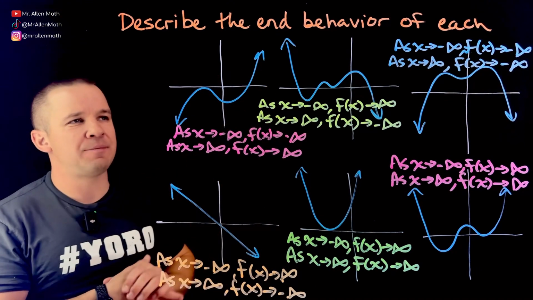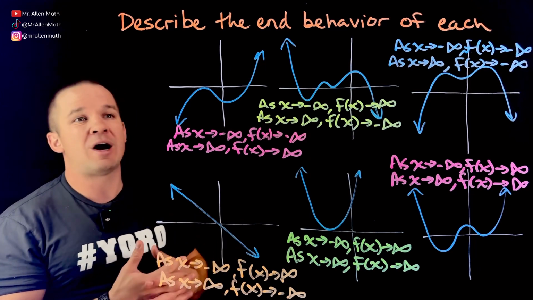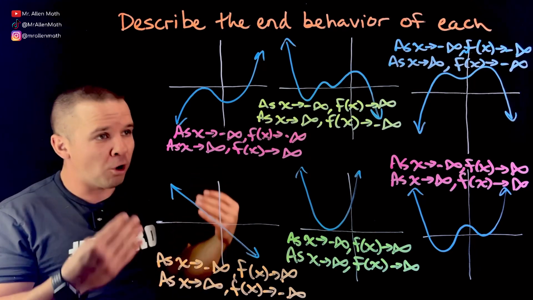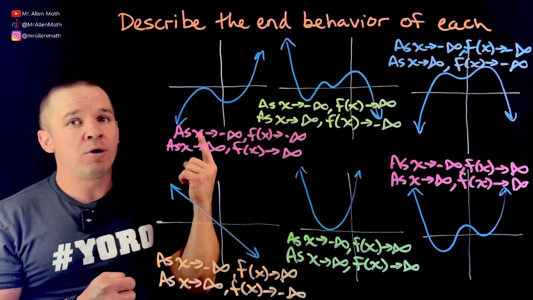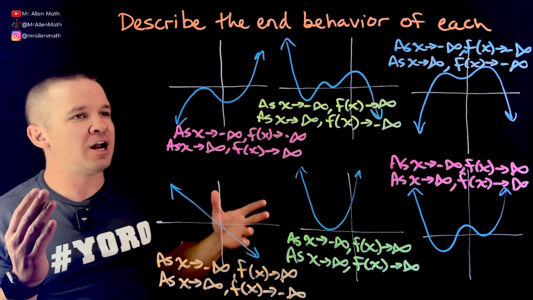I know this type of notation here is a little intimidating. A lot of formal notation is kind of intimidating, which is why I like to put common folk words to it. As I go left, I'm going up. As I go right, I'm going up. That's how that last one reads. Hopefully that helps you guys.